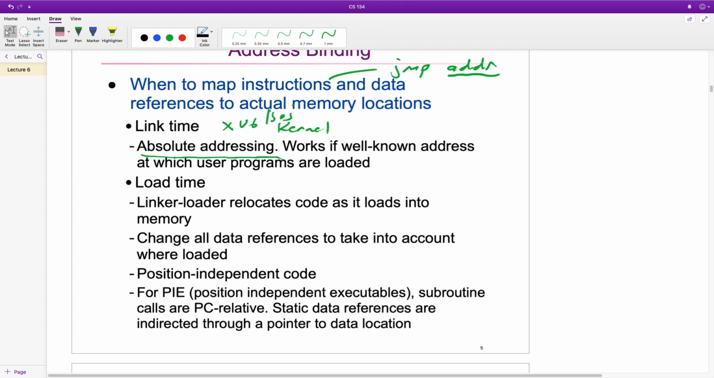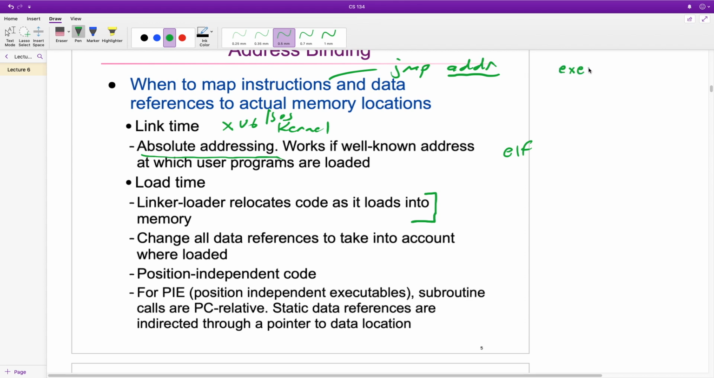Okay? And in general, ELF format, as we saw, has an entry address of where you start executing, and that is the address where it expects to be loaded and run from. There are other options. Okay? You could have code that can be loaded anywhere in memory. So one thing you can do is you can have a linker loader that actually modifies code as it's being loaded into memory. So we can have a jump address here, but in our executable.